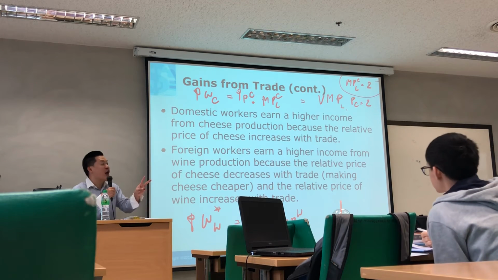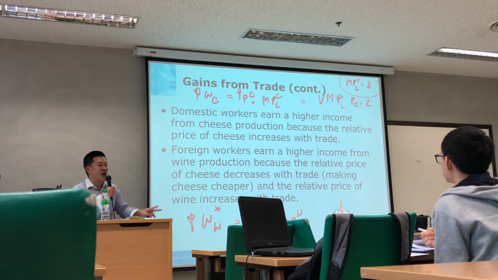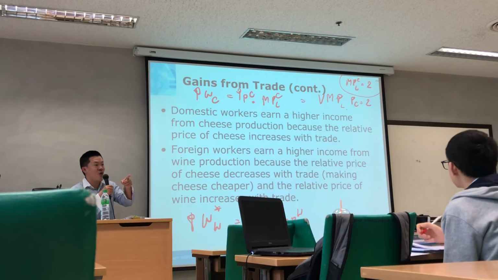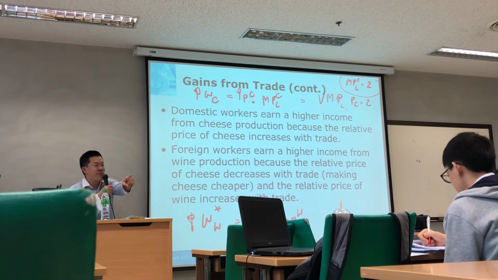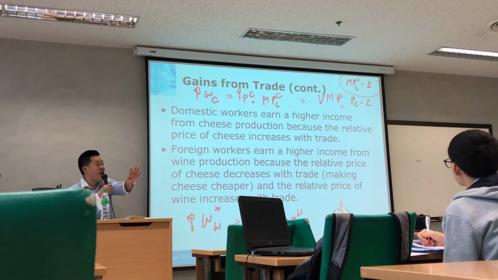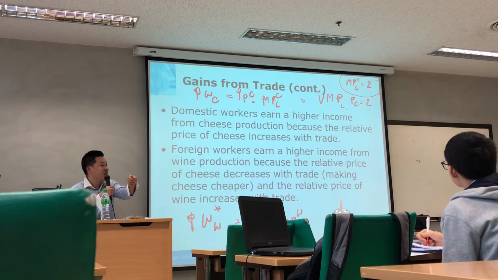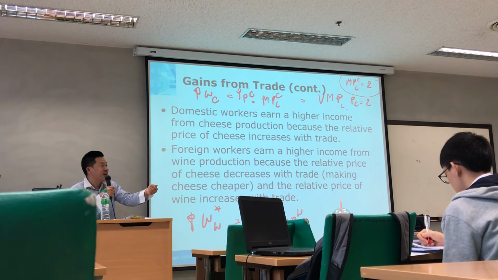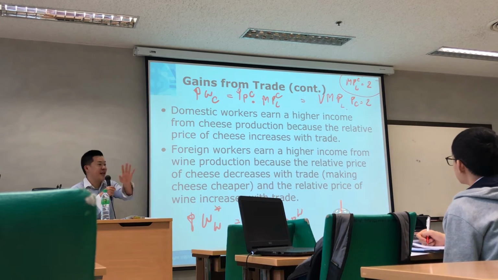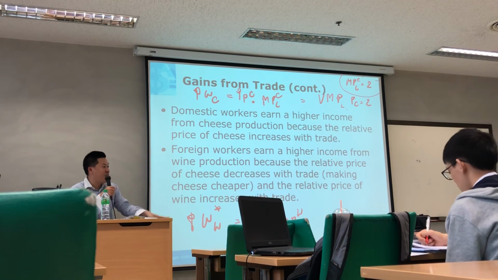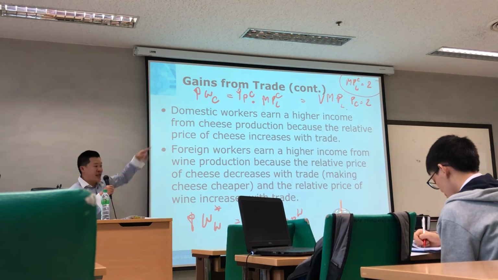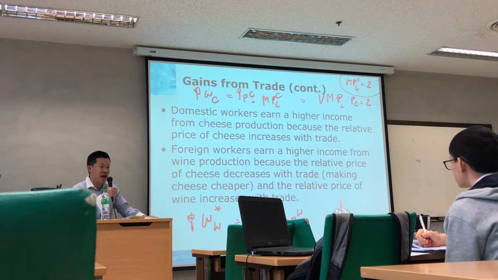$1, $2. So it means wage. You can produce how many dollars for the company? $4, right? For the company. That's why I pay you $4. Because of perfect competition, no profit. You generate income $4, I have to pay you $4. So that's why wage equals price times marginal product.